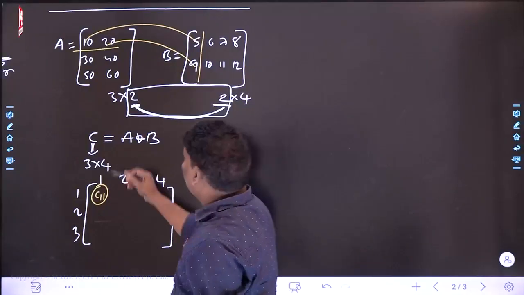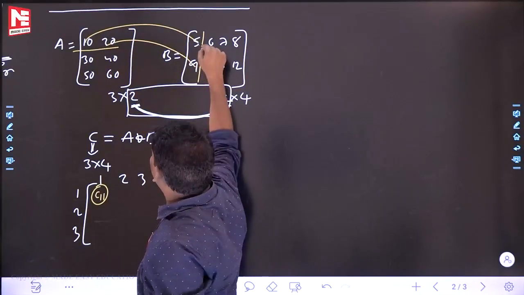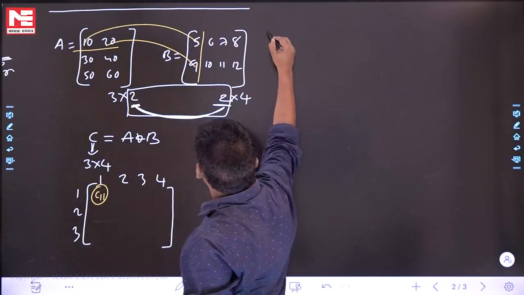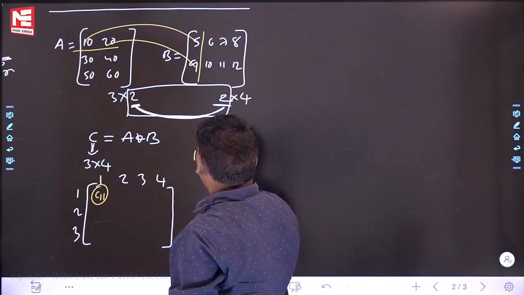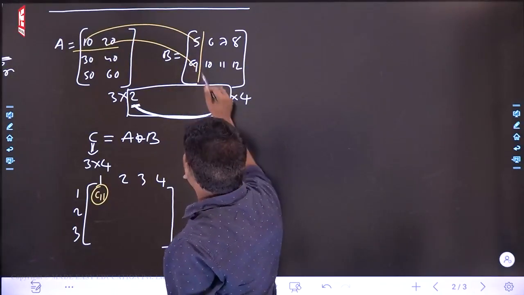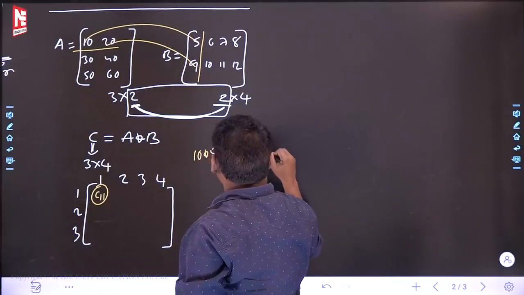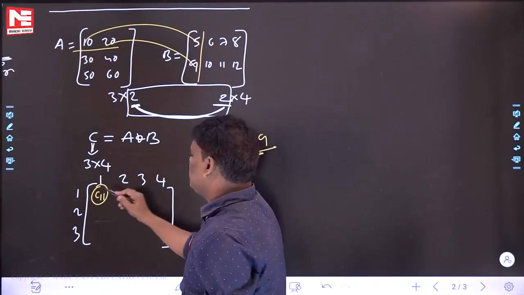Okay, some people are asking, sir, how to multiply? First, multiply 10 into 5. Plus, the second one: multiply 20 into 9. If you do that, you will get C11.